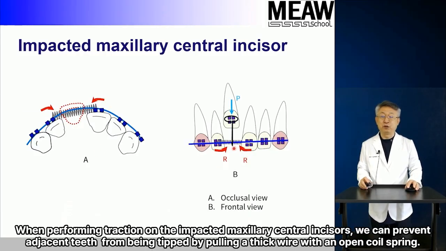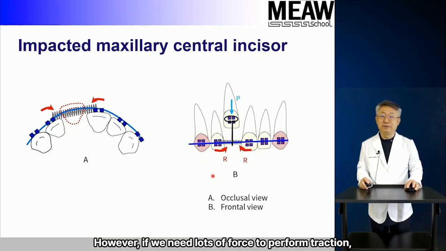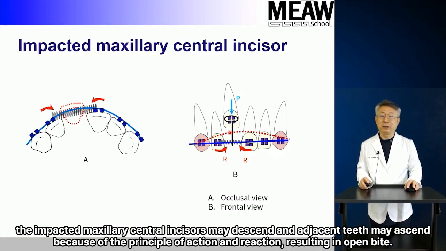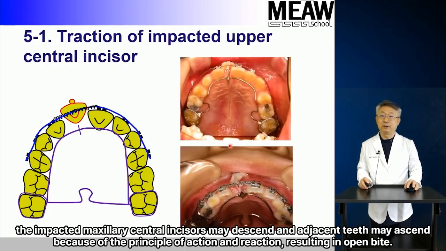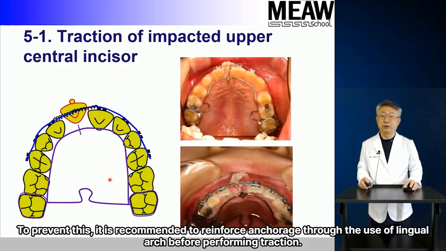When performing traction on the impacted maxillary central incisors, we can prevent adjacent teeth from being tipped by pulling a thick wire with an open coil spring. However, if we need lots of force to perform traction, the impacted maxillary central incisors may descend and adjacent teeth may ascend because of the principle of action and reaction, resulting in open bite. To prevent this, it is recommended to reinforce anchorage through the use of a lingual arch before performing traction.